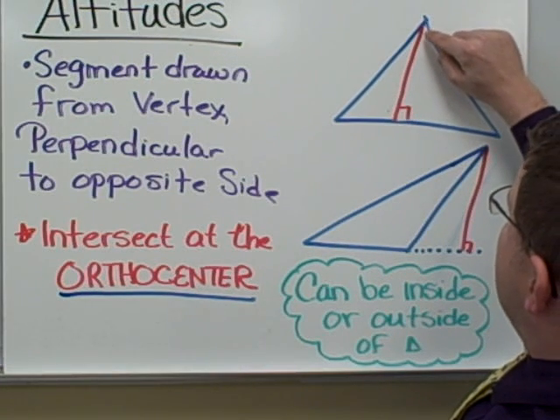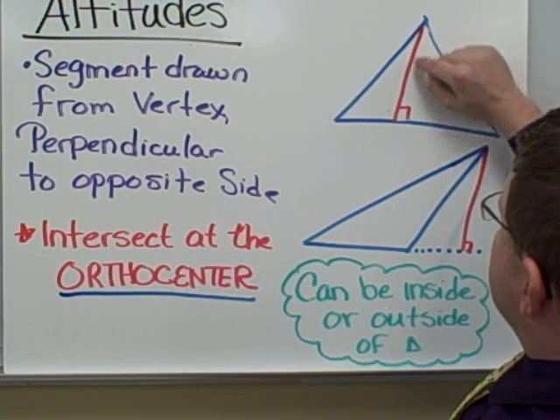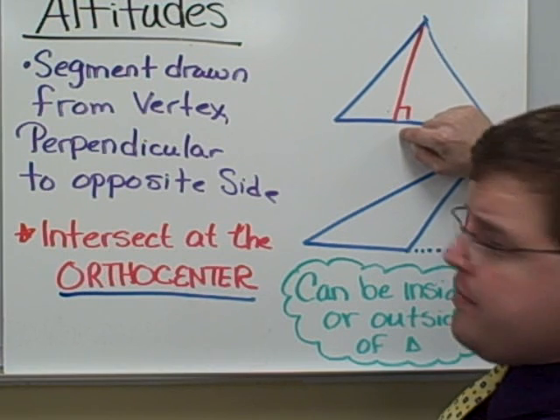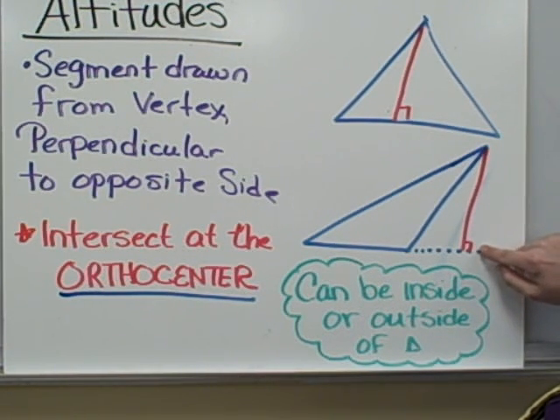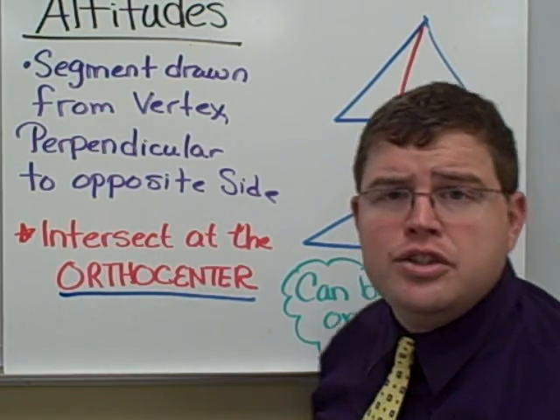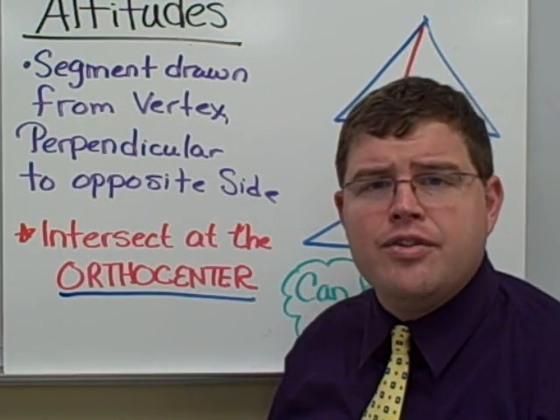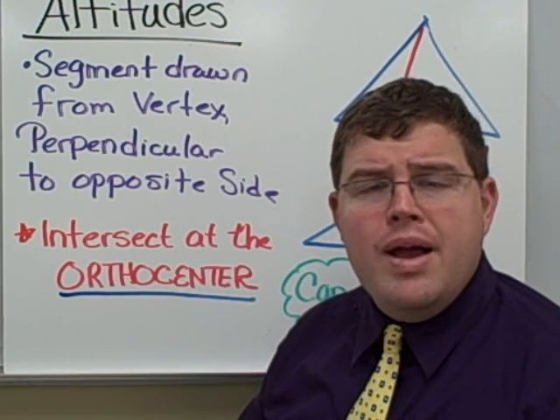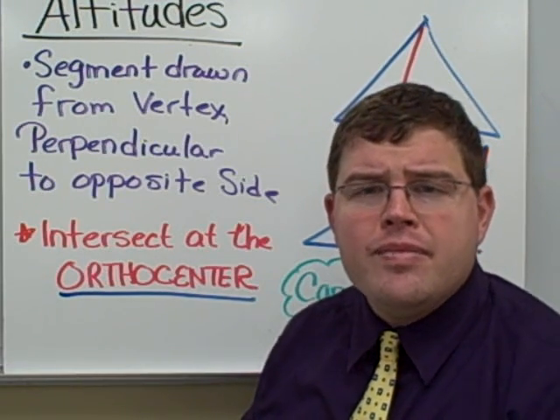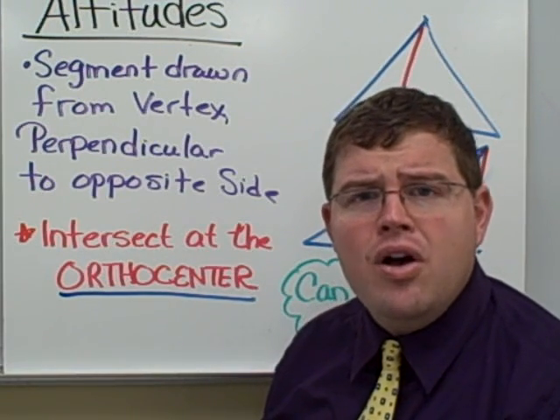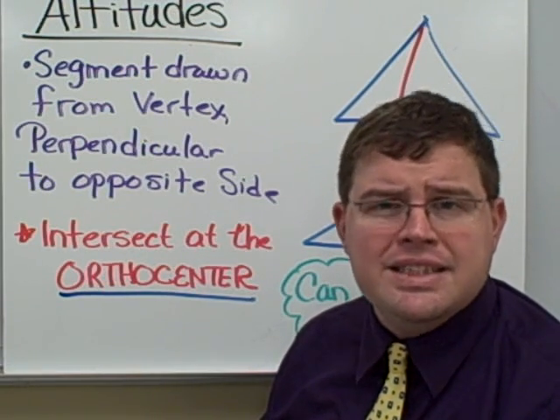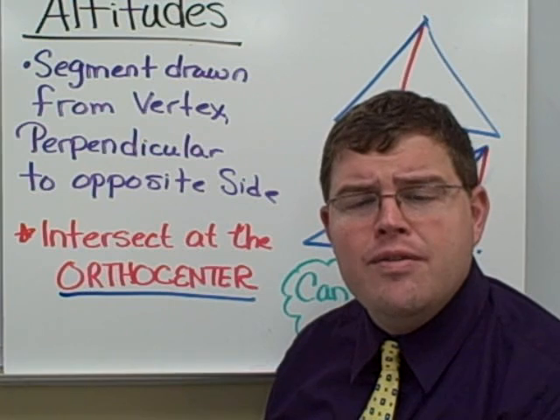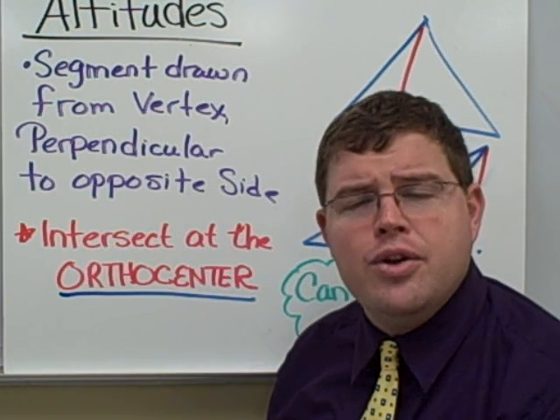If we look at this triangle here, we draw straight down to form a perpendicular. Same thing's true down here. We draw straight down to form a perpendicular. Notice that the altitude can be inside or outside of the triangle. When all three altitudes intersect, we call that point the orthocenter. The orthocenter can be inside or outside of the triangle, very much like the circumcenter could.